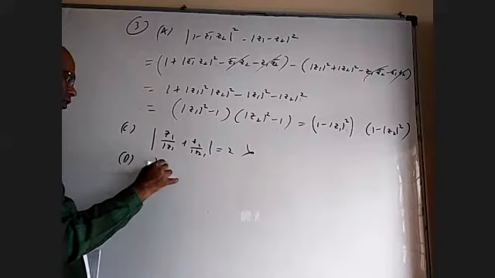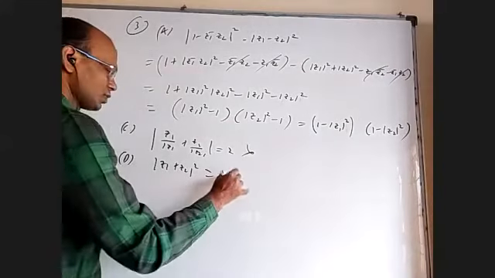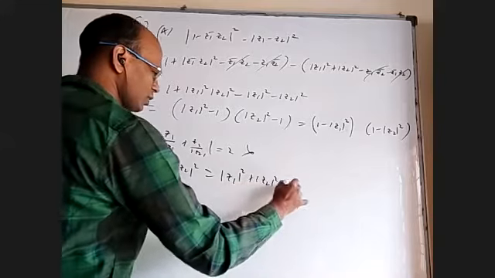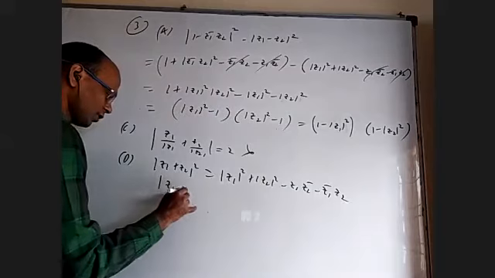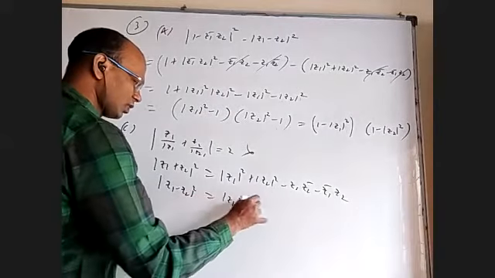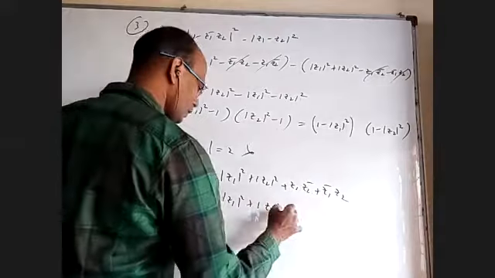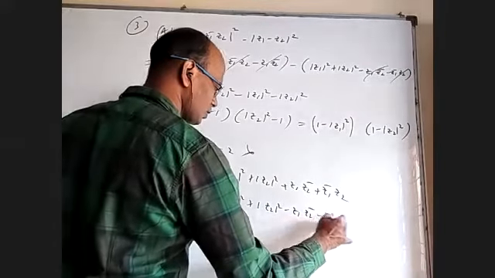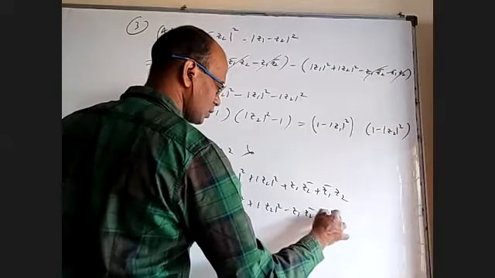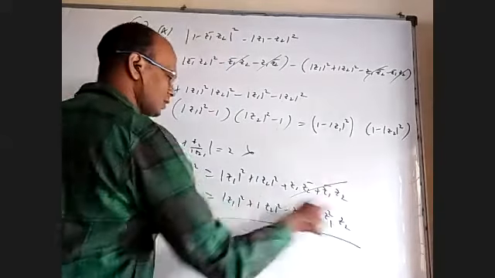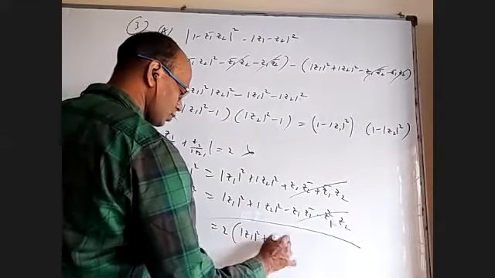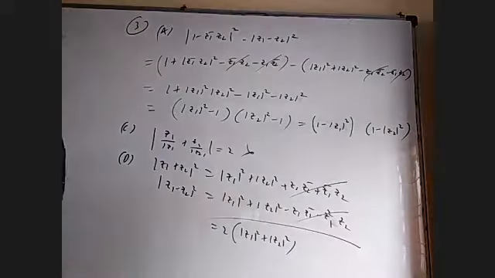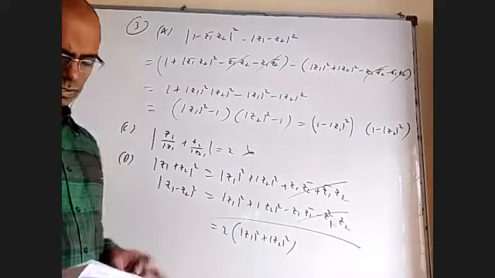D is right. If you use the formula, mod Z1 plus Z2 square is mod Z1 square plus mod Z2 square plus Z1 Z2 conjugate plus Z1 conjugate Z2. Mod Z1 minus Z2 square is mod Z1 square plus mod Z2 square minus Z1 Z2 conjugate minus Z1 conjugate Z2. When I add these, those terms cancel, giving 2 times mod Z1 square plus mod Z2 square. It's something like A plus B whole square plus A minus B whole square equal to 2 times A square plus B square.